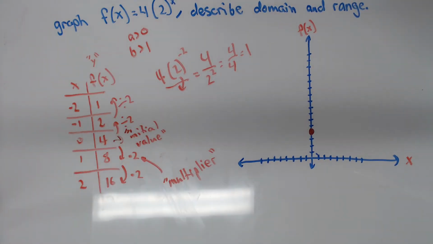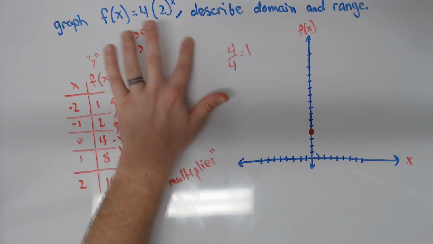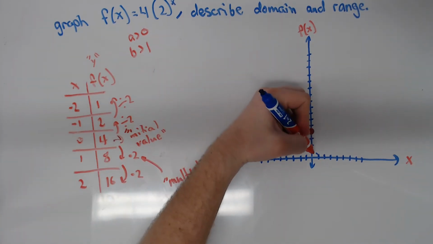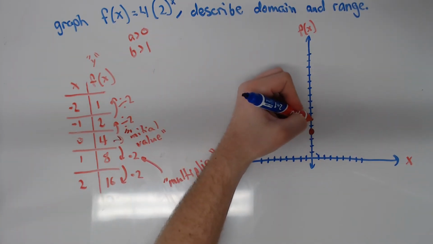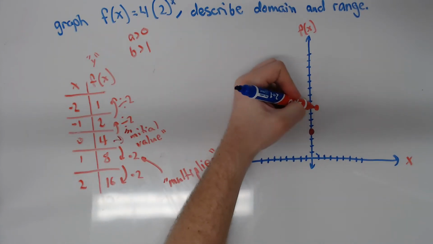Knowing that the b value is our multiplier lets us figure out more values really, really fast. So now I've got 4 more points to plot. 1, 8, and 2, 16.